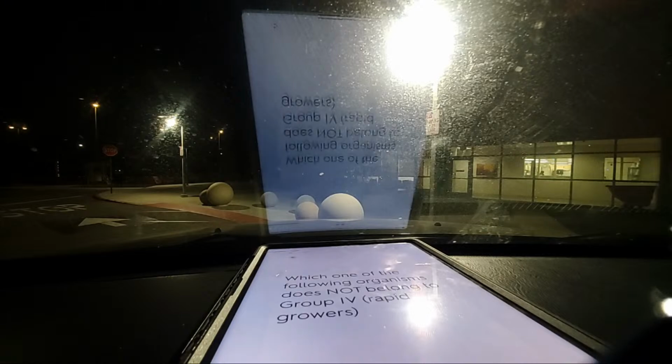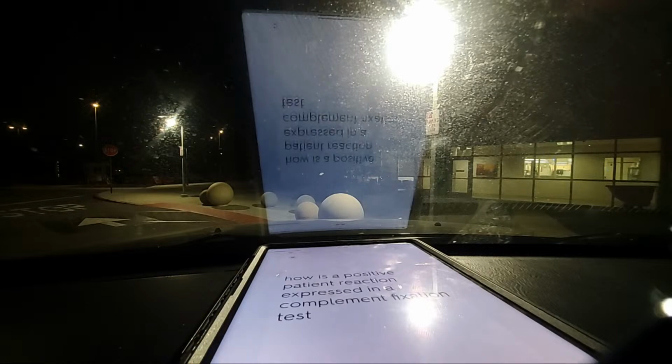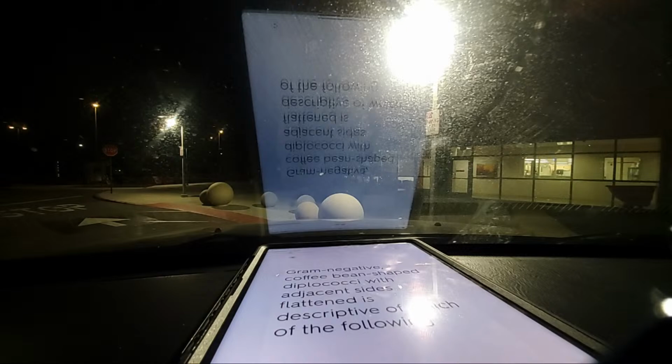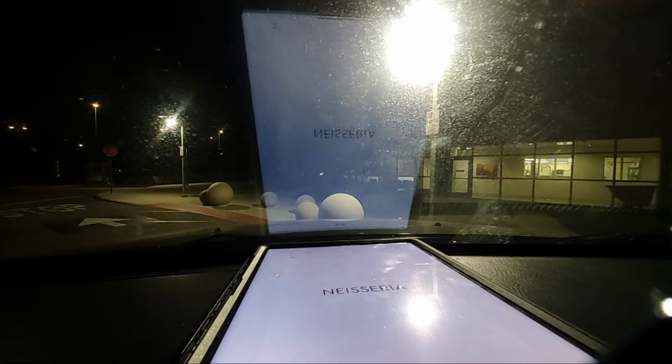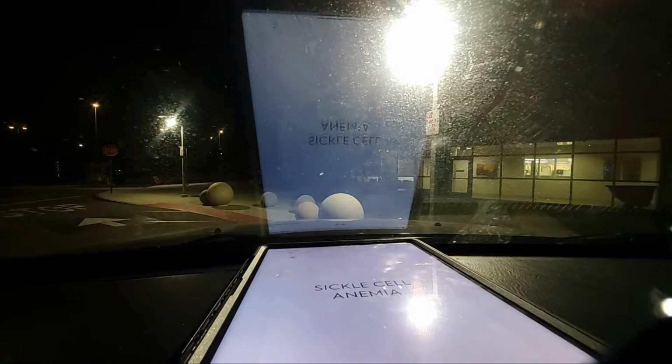Which one of the following organisms does not belong to group 4? Mycobacterium gordonae. How is a positive patient reaction expressed in a complement fixation test? Inhibition of hemolysis. Gram-negative, coffee bean-shaped diplococci with adjacent sides flattened is descriptive of which of the following? Neisseria. Lyse-resistant red blood cells detected by automated hematology analyzers are seen in which clinical condition? Sickle cell anemia.